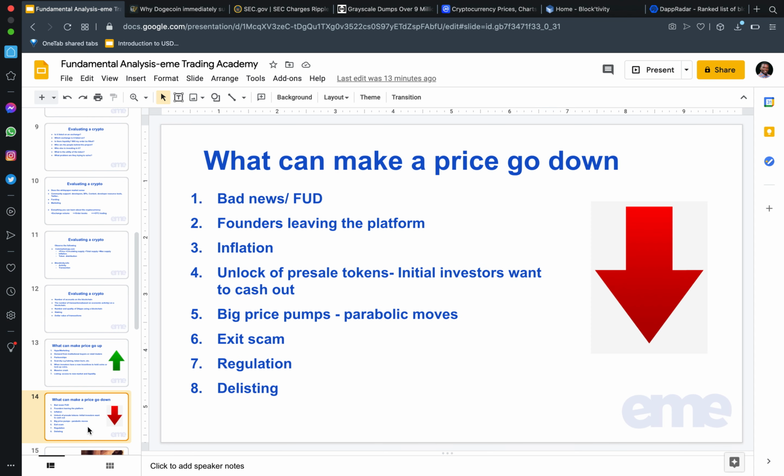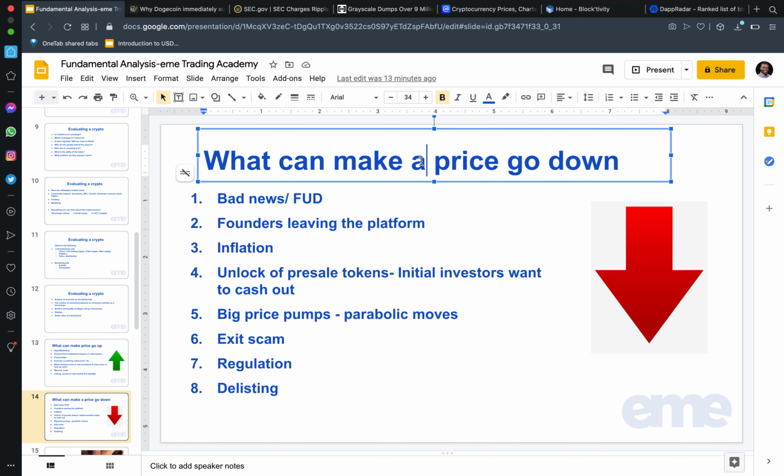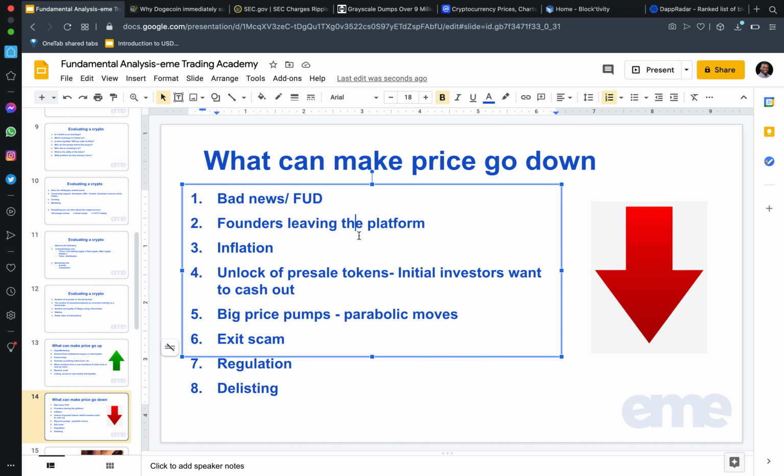All right, so what would make the price of a cryptocurrency go down? Bad news. All right, bad news. FUD means fear, uncertainty, and doubt. When people start saying bad things, maybe there's government regulation, maybe the CEO did something bad, or maybe there's a hack. All this can make the price go down. Yeah, founders leaving the platform, inflation.